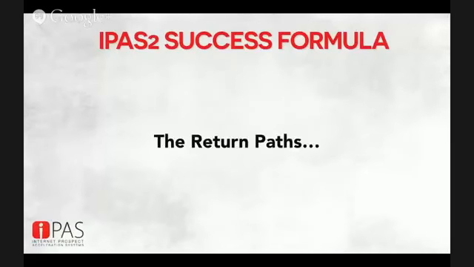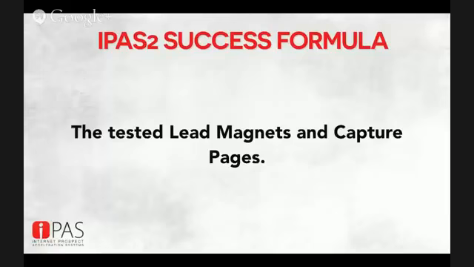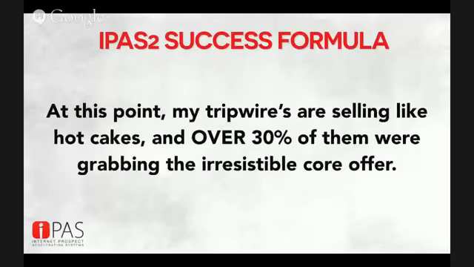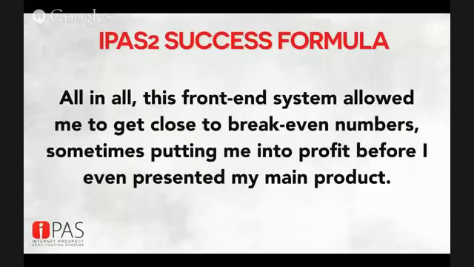The tripwires, the return paths, the tested lead magnets and capture pages, traffic resource, and let's not forget the last 2 and probably most significant steps that took my revenue to over $500,000 a month. At this point, my tripwires are selling like hotcakes, and over 30% of them were grabbing the irresistible core offer. All in all, this front-end system allowed me to get close to break-even numbers, sometimes putting me into profit before I even sold my main product.